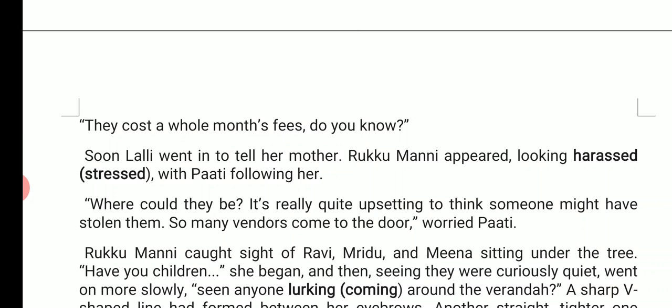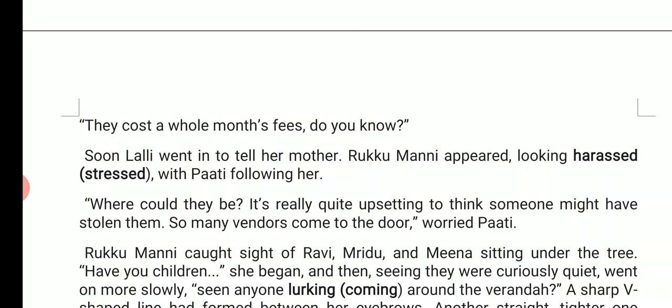So Lali went in to tell her mother. Rukmini appeared, looking harassed, and Paati following her. The music master was not able to get his chappal, so Lali went inside and told her mother that the music master's chappal was missing. By hearing this, Rukmini and Paati both seemed very harassed, very stressed. Where is the chappal? Why is his chappal missing from that particular place? "Where could they be? It's really quite upsetting to think someone might have stolen them. So many vendors come to the door," worried Paati. So now grandmother is saying, how could it be possible that his chappal is missing from there? She said somebody might have stolen it, because kafi log aate hain andar bechne wale saman wagera, many vendors come in, they might have taken it.